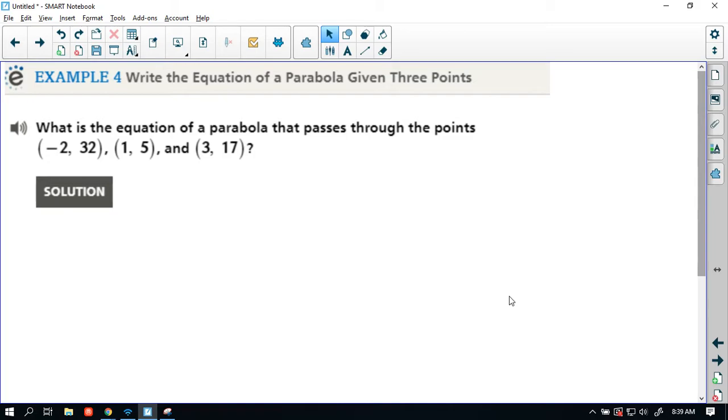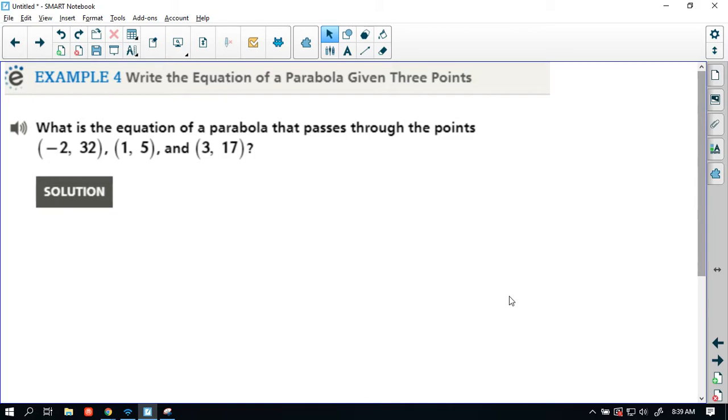I'm here for topic 2, lesson 2, example 4. And in this one, we're going to write an equation of a parabola given 3 points. So we're going to have to figure out basically what our parabola is going to look like.